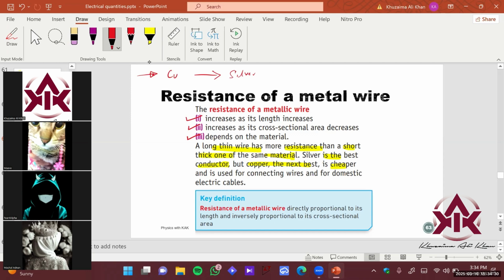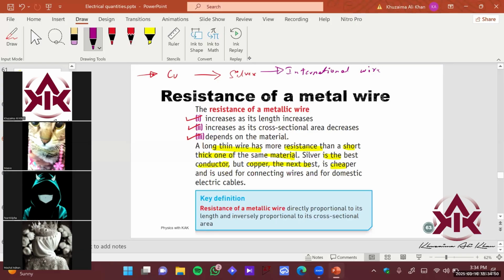And some people are saying they are selling copper over here. That is not true. Silver has become the international standard throughout the world. So now all conducting wires are made up of silver.